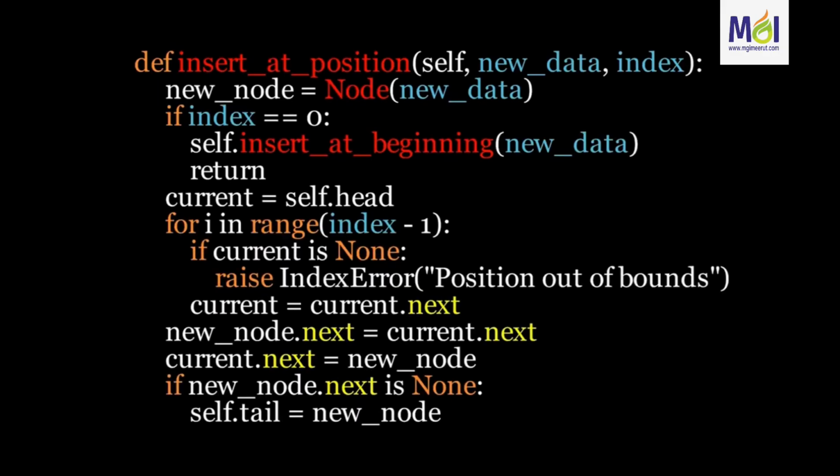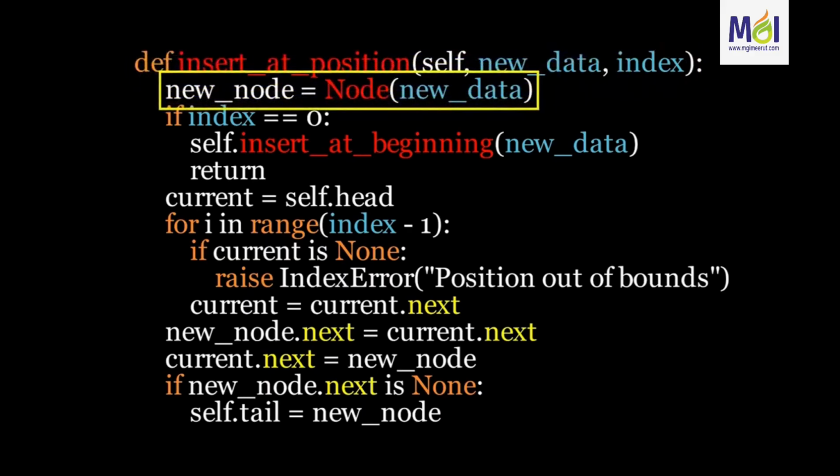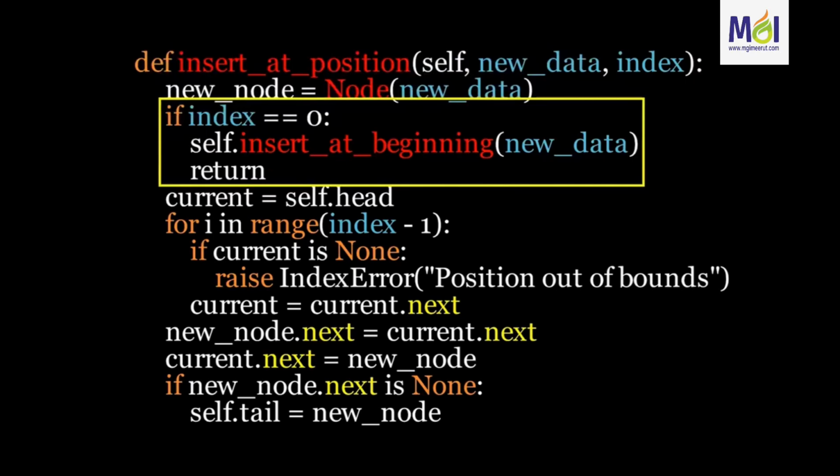First, we'll review the code and then look at a visual example. We'll start with defining the function, taking new data and index as input parameters. We first create the new node. The algorithm will then check if the index is 0. If it is, it will perform the insertion at the beginning operation as described earlier.